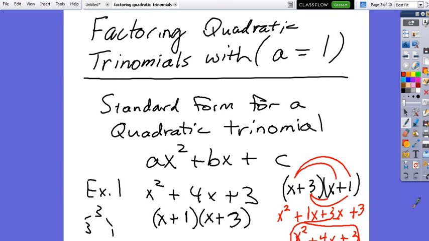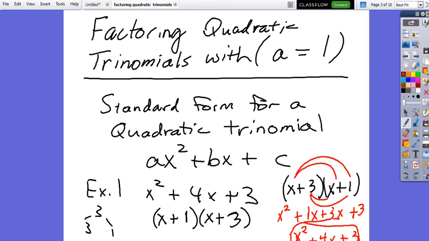So when we are factoring quadratic trinomials with a equals 1, we're going to have a coefficient of 1 in front of our x squared. That's also called a leading coefficient. We're going to learn a lot about leading coefficients as we progress throughout this semester. So 1x squared plus 4x plus 3.